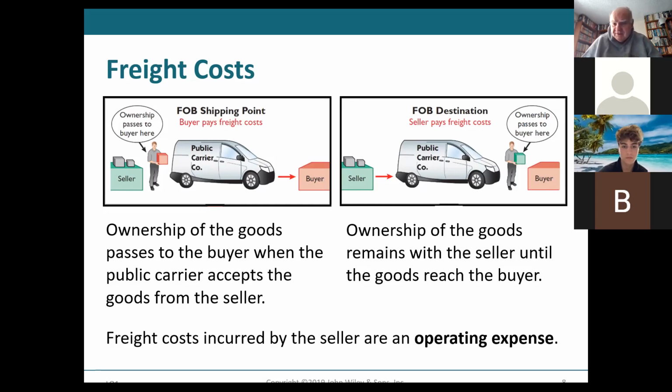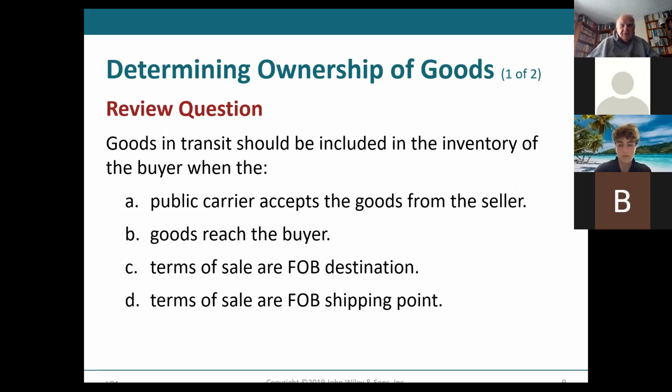If it's FOB destination, the seller owns it until the truck arrives at the destination. And that can have very important meanings in terms of what you count in the inventory and what you don't. Ownership is a very important concept. Goods in transit should be included in the inventory of the buyer when it's FOB shipping point, we just said, right? Goods in transit are included in the inventory of the buyer when the terms are FOB shipping point, title changed right up front.